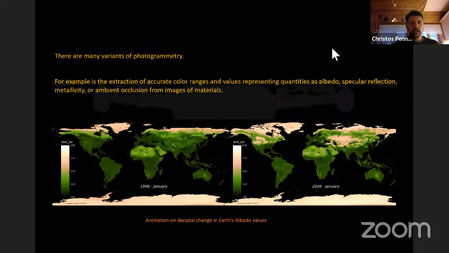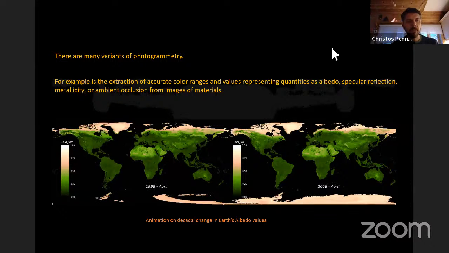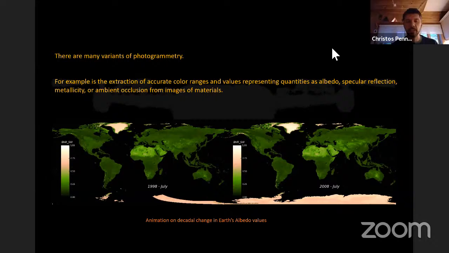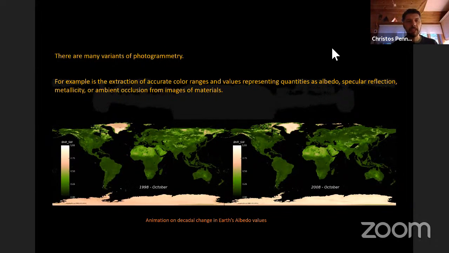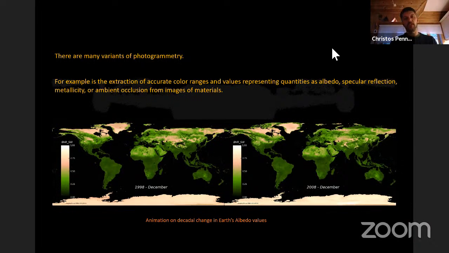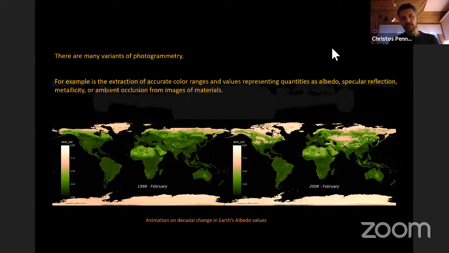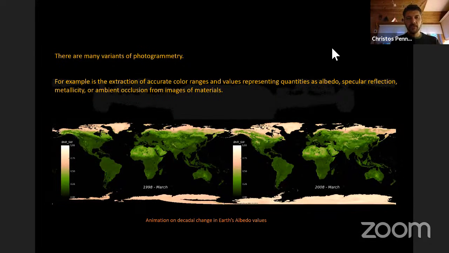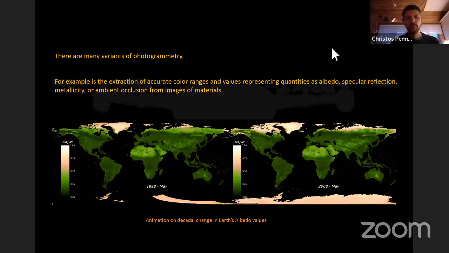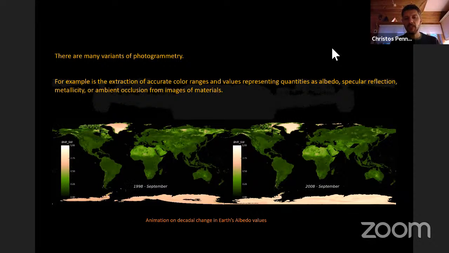There are many variants of photogrammetry. For example, one variant is the extraction of accurate color ranges and values representing quantities such as albedo, specular reflection, metallicity, or ambient occlusion from images of the terrain or materials in general. In this picture, we can see an animation that was produced by photogrammetric means, where we can see the decadal change in Earth's albedo values.